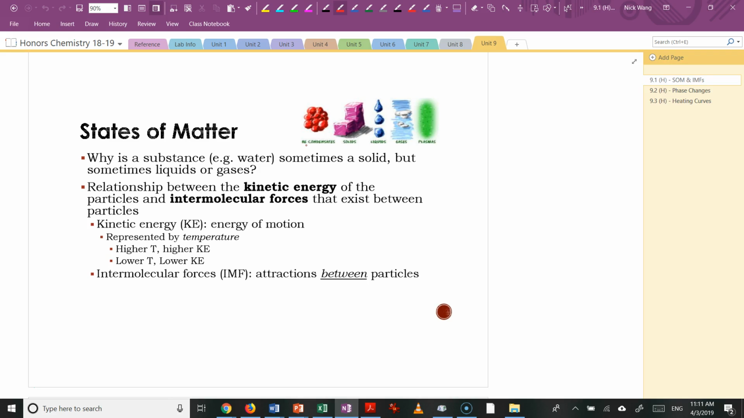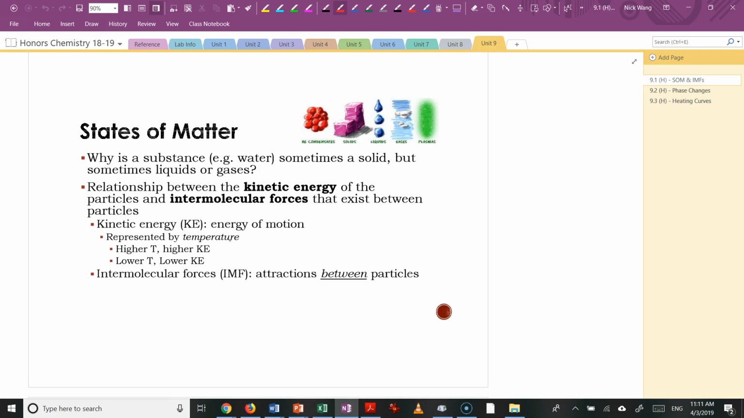It all comes down to the relationship between the kinetic energy of the particles and the intermolecular forces that exist between them. So first of all, kinetic energy, again, this is the energy of motion. Effectively, temperature is how we measure kinetic energy, where high kinetic energy means high temperatures and vice versa. Low temperatures is low kinetic energy, nothing surprising there.